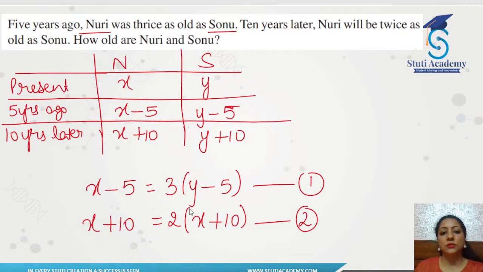Have you all understood this? We've taken the present ages as x and y. 5 years ago, Noori's age would be x minus 5 and Sonu's age would be y minus 5. We'll be subtracting 5 years from their ages. 10 years later, we'll add 10 to their ages. One relation we've got between the ages of Noori and Sonu 5 years ago: Noori was thrice as old as Sonu. And 10 years later, Noori will be twice as old as Sonu. Now, these are two equations which we have, and we are going to simplify them first before we do anything else.